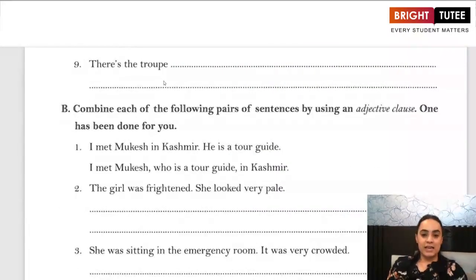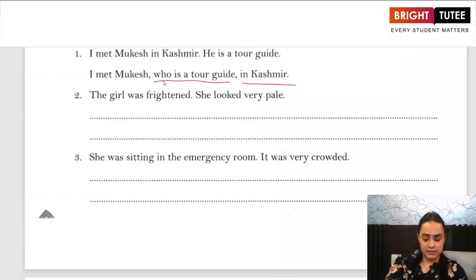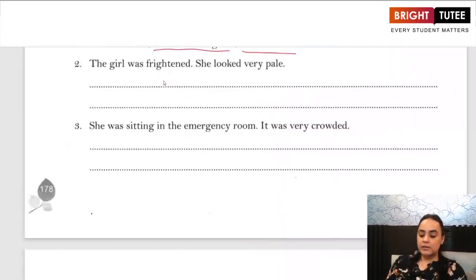Let us look at the next question. Combine each of the following pairs of sentences by using an adjective clause. The first one has been done already. I met Mukesh in Kashmir. He is a tour guide. So I met Mukesh, who is a tour guide in Kashmir. Let us look at the other sentences. The girl was frightened. She looked pale.